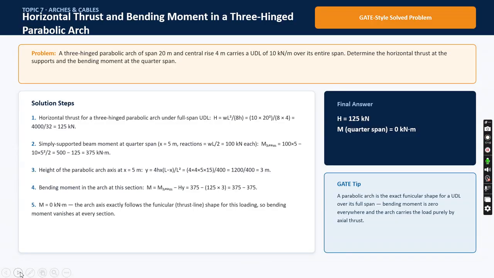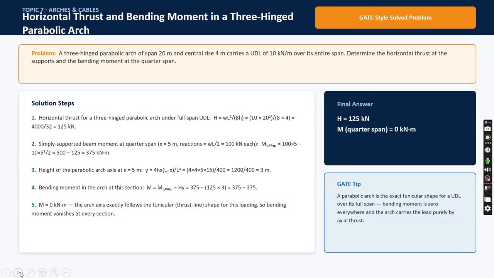Okay, here is one more problem. A 3-hinged parabolic arch of span 20 meter and central rise 4 meter carries a UDL of 10 kilonewton per meter over its entire span. Determine the horizontal thrust at the support and the bending moment at the quarter span. Now the solution: horizontal thrust of a 3-hinged parabolic arch under full span UDL is H equals WL square by 8H. Substitute the values, 10 into 20 square divided by 8 into 4, you will get 125 kilonewton.